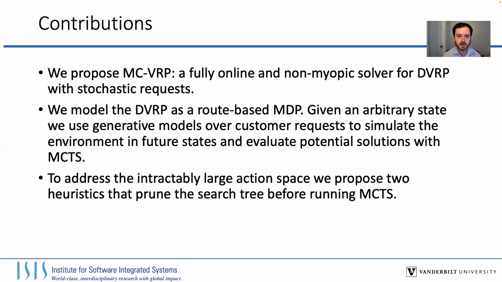In this work, we propose MCVRP, a fully online and non-myopic solver for DVRP with stochastic requests. We model the DVRP as a route-based MDP. Given an arbitrary state, we use generative models over customer requests to simulate the environment in future states and evaluate potential solutions with MCTS. To address the intractably large action space, we propose two heuristics that prune the search tree before running MCTS.